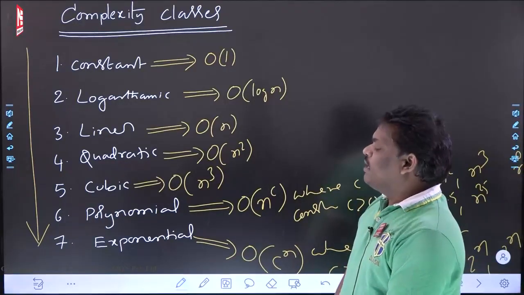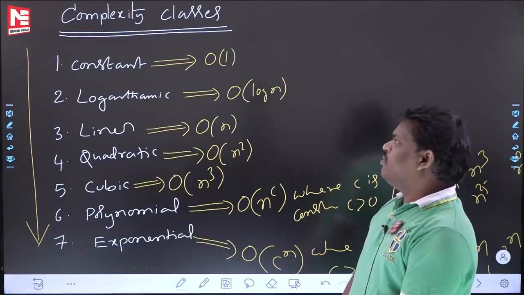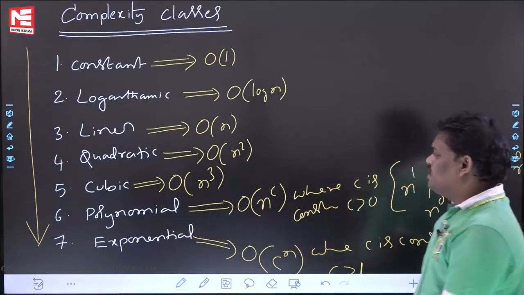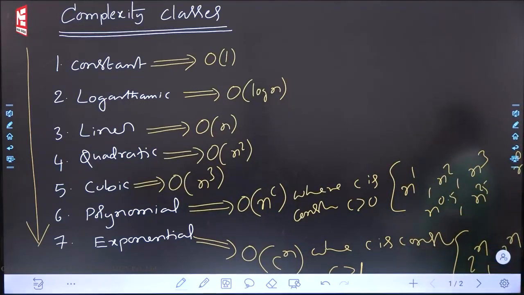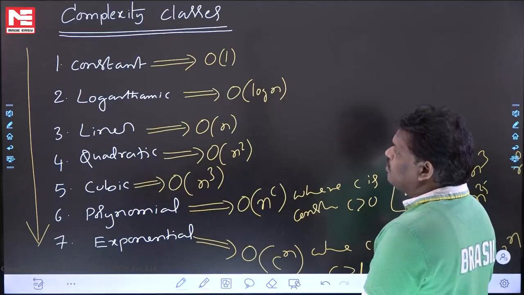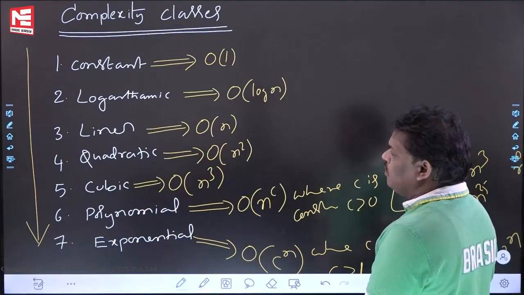Complexity classes I have written in increasing order. This may be time complexity, this may be space complexity. Please be careful. Now if you are okay, let's give some examples on that. Based on these complexity classes, some problems are there. I will give them one by one.